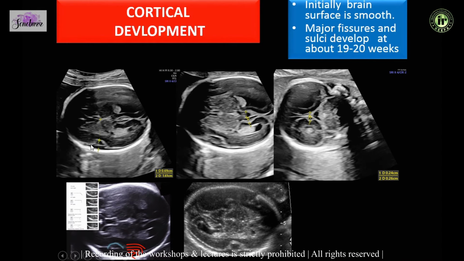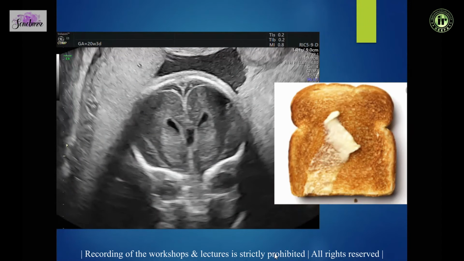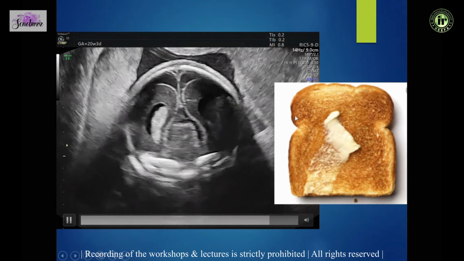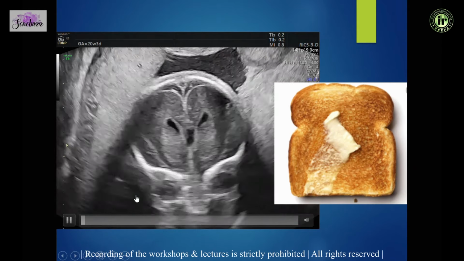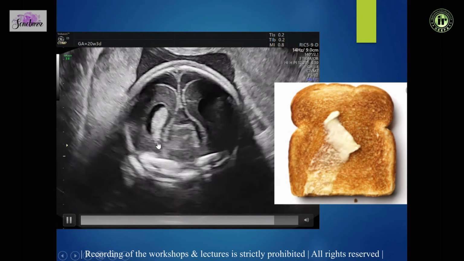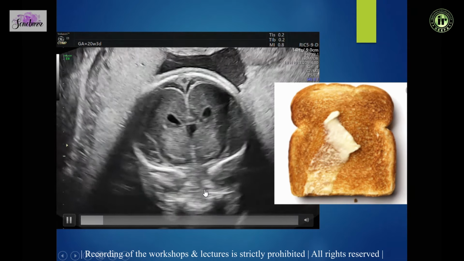The predominant sulcus that we look at is the Sylvian fissure and its sulcus. It's usually initially obtuse, and as time passes by, it closes down and becomes acute, and that tells us that there is good cortical development. This is a very good coronal view. It's called the toast view, where you can see the Sylvian fissure in the coronal view. This is very early, about 19-20 weeks, and you can see that it's obtuse.